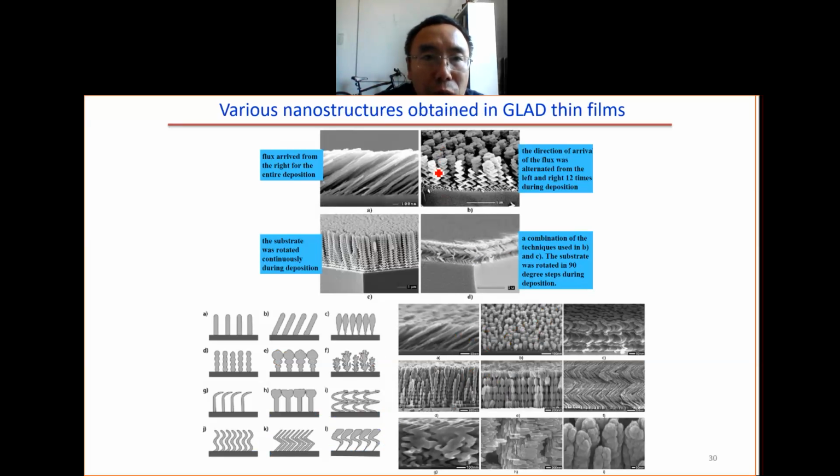We can play more. This is what we have seen with arrival from the right. We can also rotate. In this case, we rotate 180 degrees, so we deposit from the left, then from the right, 12 times. We get a film like this. Then we do continuous rotation, and you get a film morphology like this, a combination of this one and this one, the left and the right. You can play with it and get this kind of film.